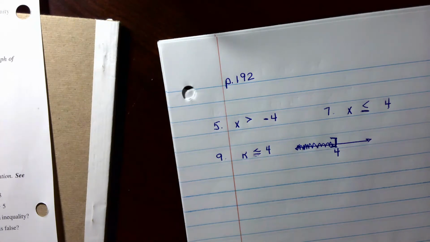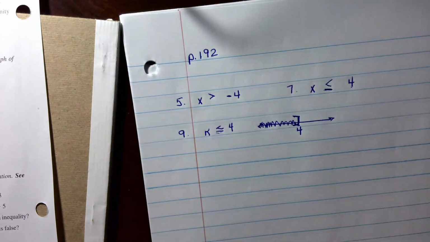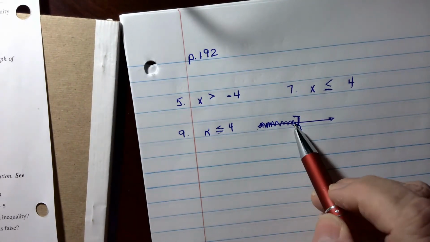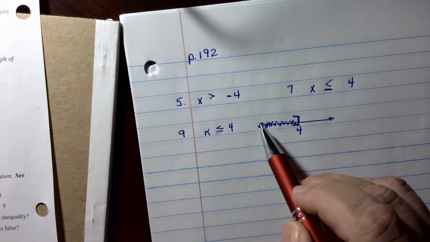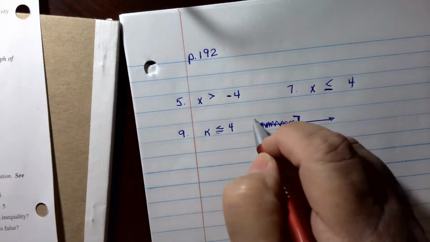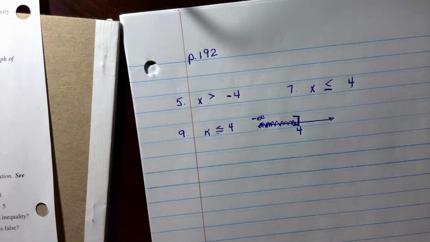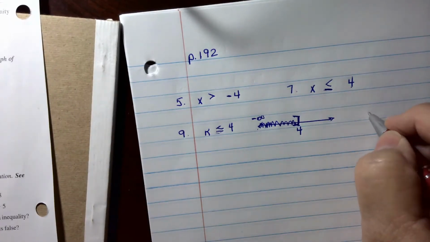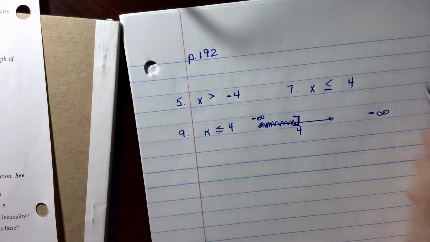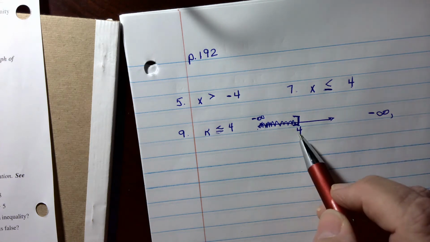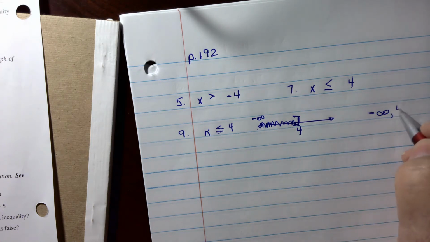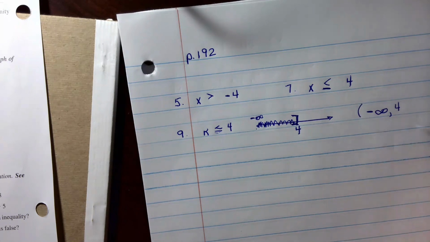Now when I write interval, as I was telling you, you go left to right. So if it's shaded all the way to the left, we call that negative infinity. So we've got negative infinity, comma, and then the furthest to the right is 4. You always use a parenthesis with infinity, and because of the equal to, you use the bracket on the 4.